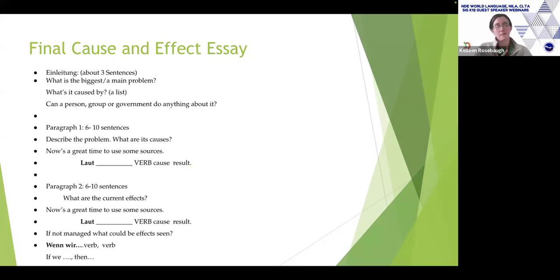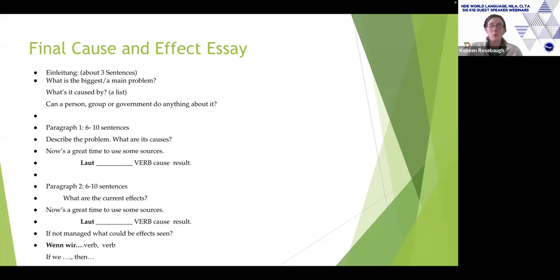We have 3 paragraphs. The first one is describing the problem and what has caused it. This is a great time to use some sources. So they might put in a source that explains what it possibly could be from. And then they get to use this word laut, which is according to WebMD, whichever one they're wanting to do, according to Deutsche Welle, according to a particular group that is giving information, this is happening.